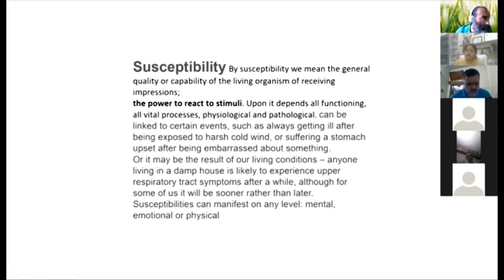Susceptibilities can manifest on any level: mental, emotional, or physical. So a physician has to be very intelligent. He has to inquire about everything and know whether the patient is working in a damp condition. You should always be able to remove the maintaining cause, or else there will be an obstruction in the treatment of the disease.